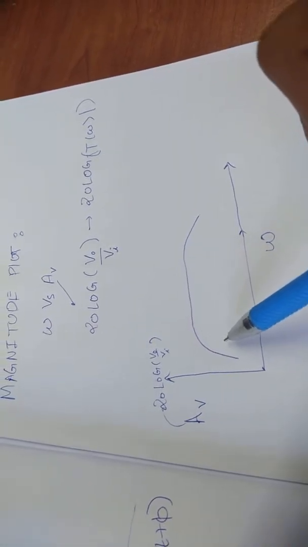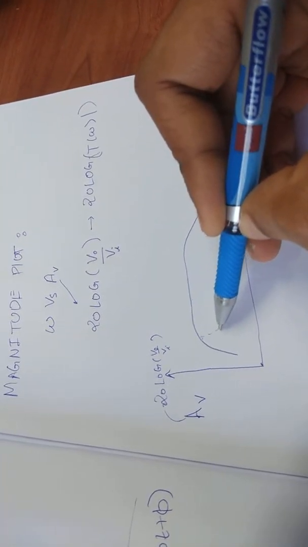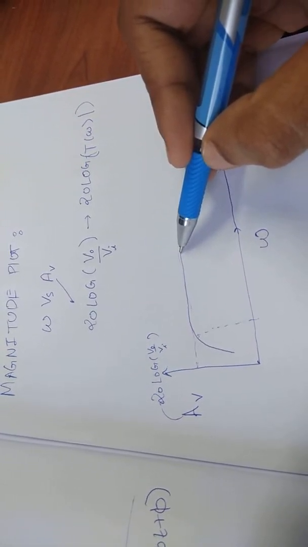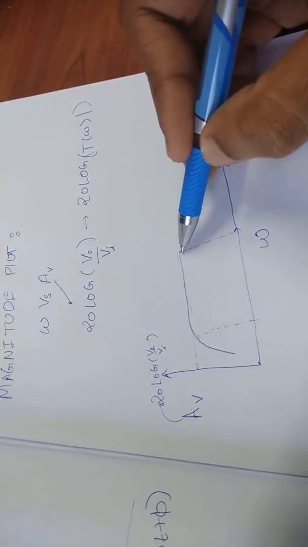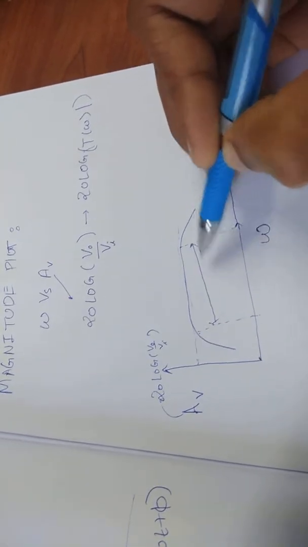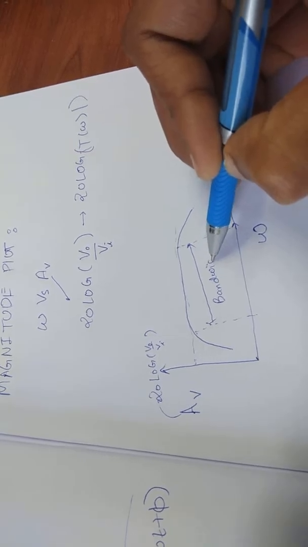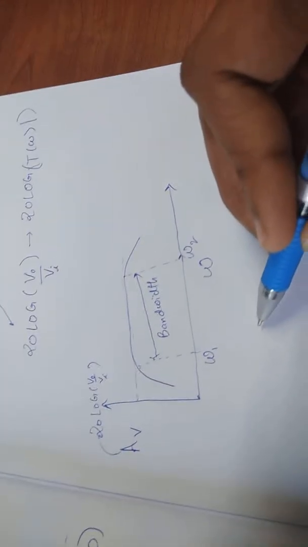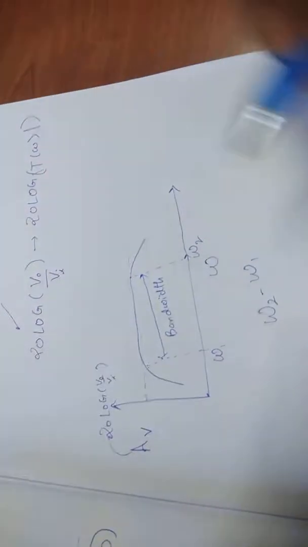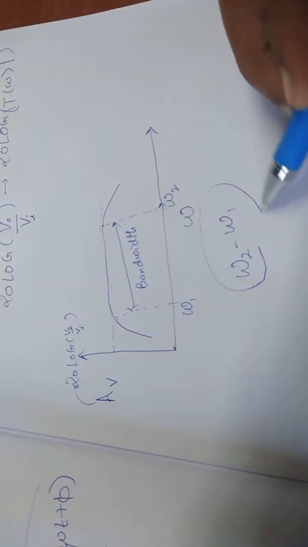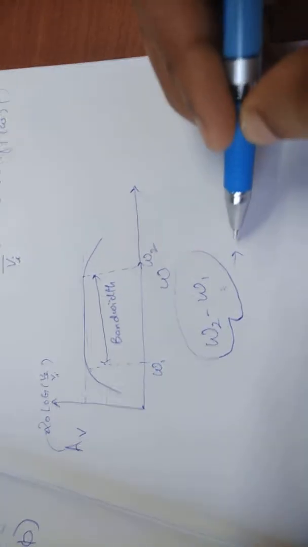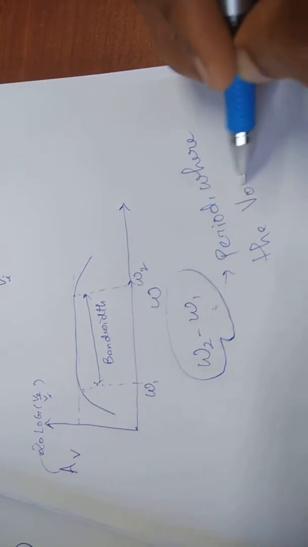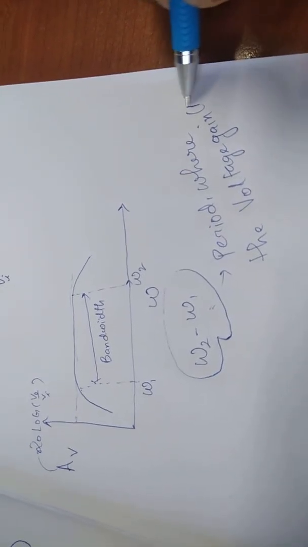If you increase the frequency, you will see that initially there is an increase of voltage gain. After some time, the voltage gain remains constant with the increase in the angular frequency. And after a specific amount of bandwidth, this is the bandwidth I'll consider, the voltage gain again decreases. So your bandwidth is omega 2 minus omega 1. Basically bandwidth, omega 2 minus omega 1, is the range of angular frequency where the voltage gain AV is maximum.